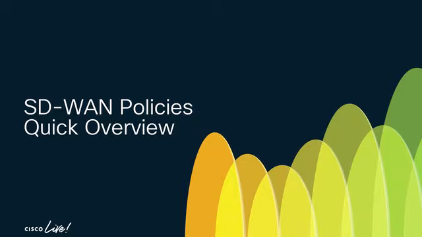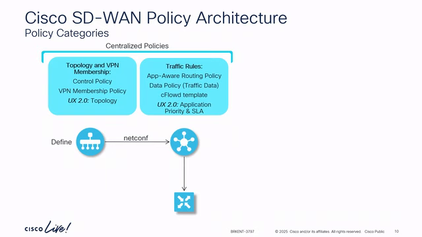Quick policies recap before we start discussing troubleshooting. So what types of policies do we have within the SD-WAN overlay fabric? The first part is centralized control policies, which are in fact divided into two subgroups: topology and VPN membership policy.